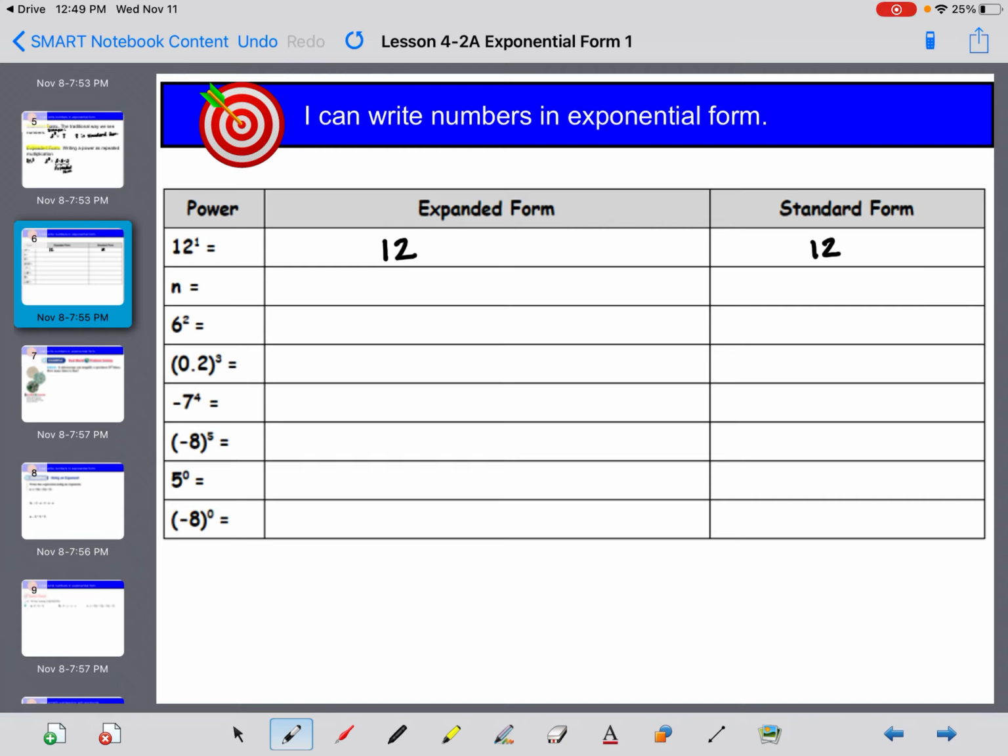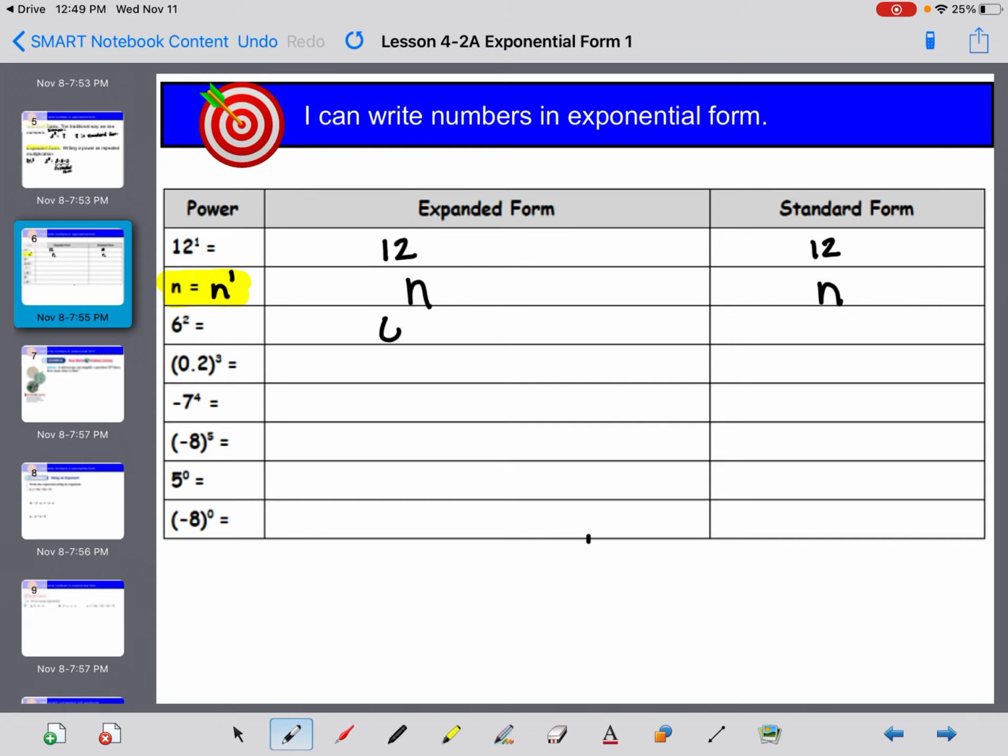The same thing works with a variable. So if I have a variable of n, that's the same as n to the first power. So the exponent, when not written, is always an understood 1. So n and n to the first.